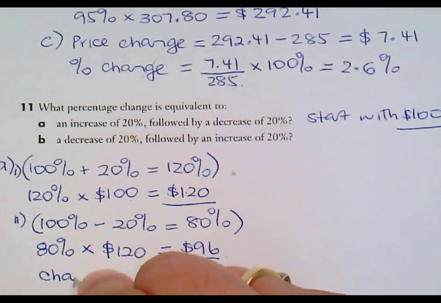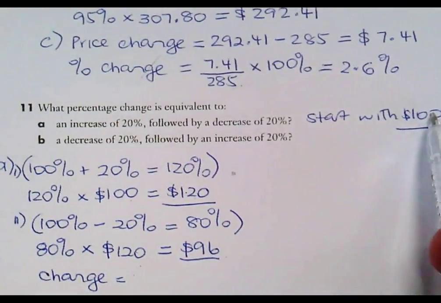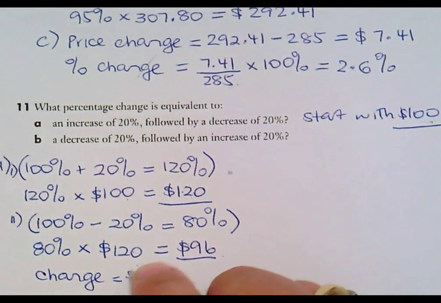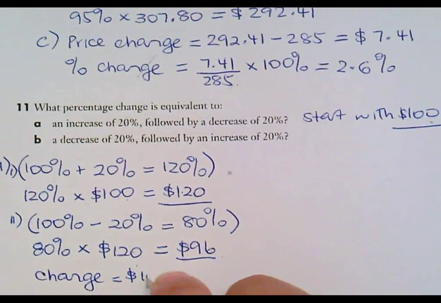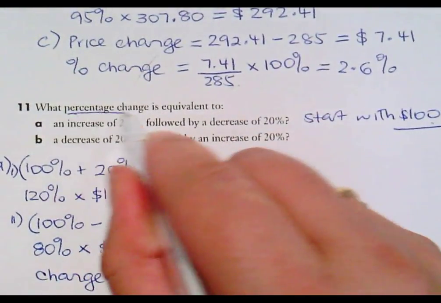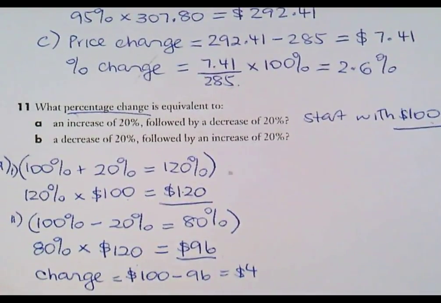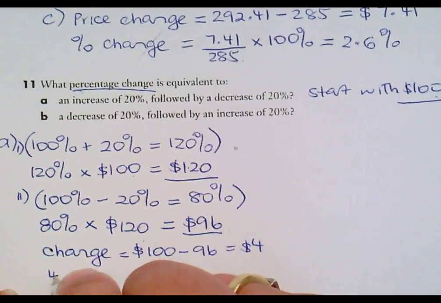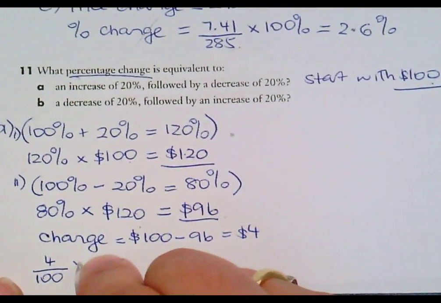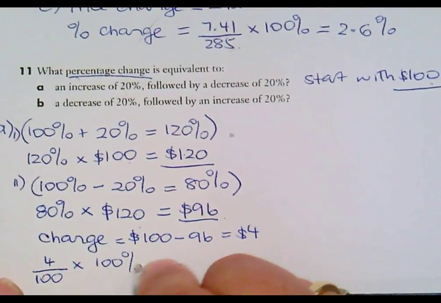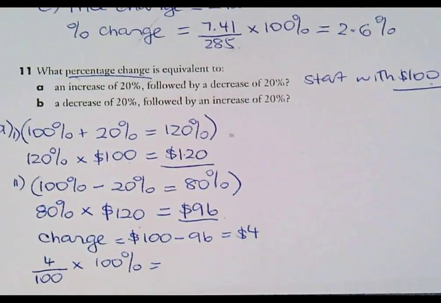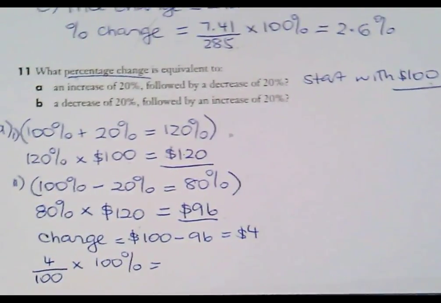So what is my overall change? I started with $100. Overall change is $4. 100 minus 96 is $4. I want the percentage change. So what do I put? $4 over what was my original amount? 100 times 100%. See, actually, using the 100% can actually confuse you. I think it does. Too many hundreds flying around.